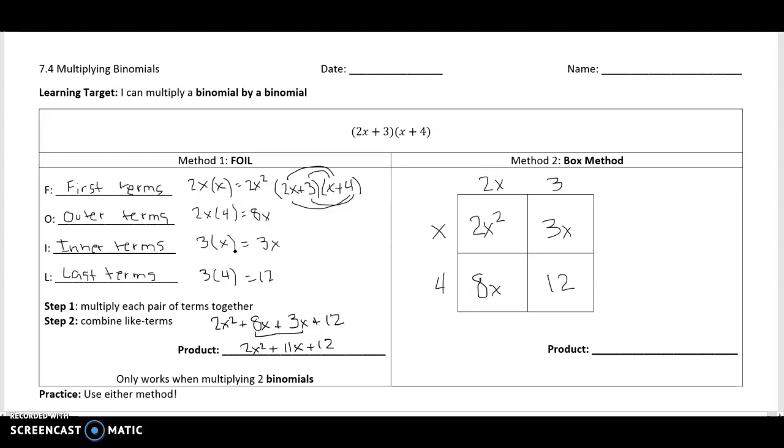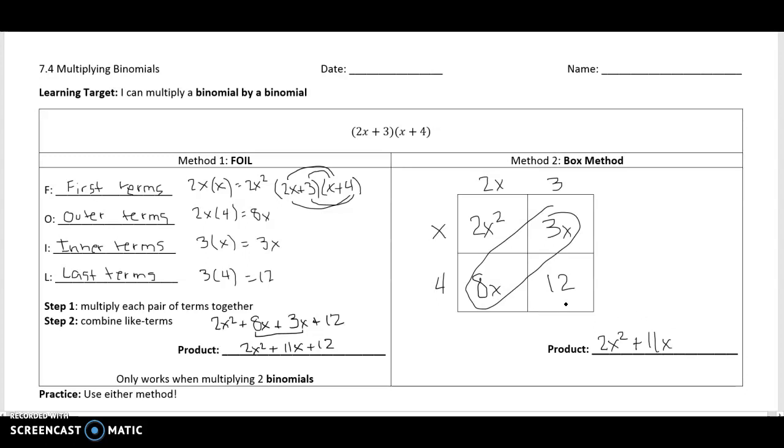Okay, so it is FOIL, but it's just the more visual outlook on it. So then look, when you're combining like terms, your like terms are always going to be diagonal from each other. So this is not a like term, so it just comes as part of your product. You've got to add your like terms together.